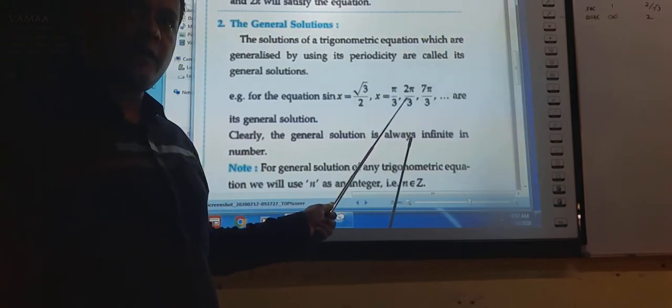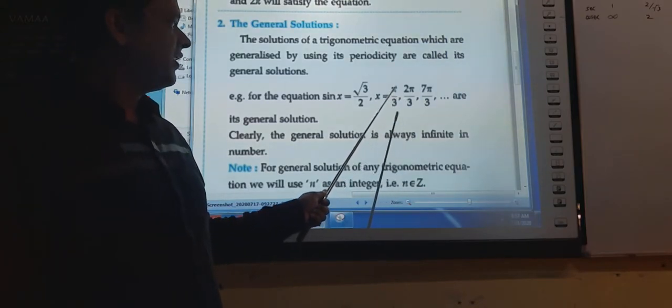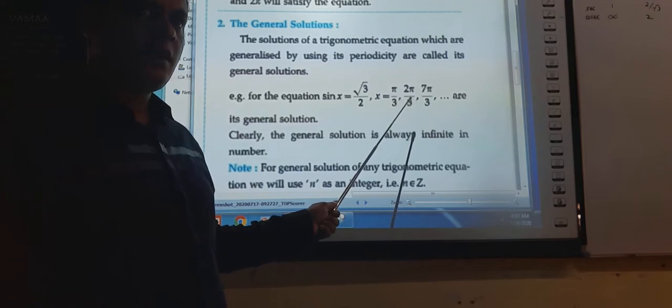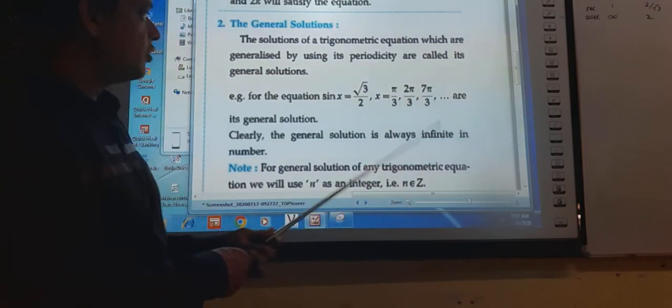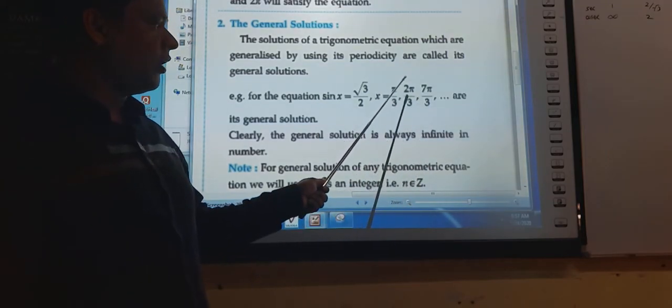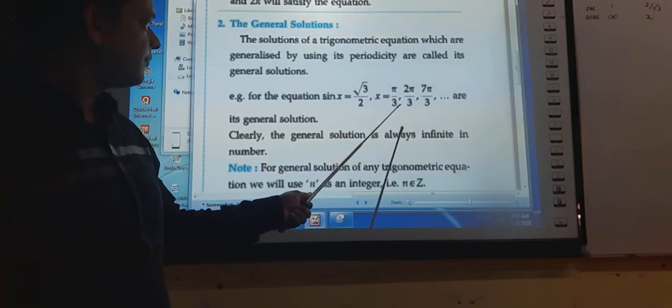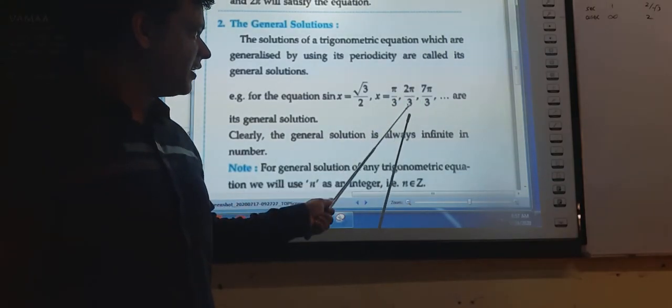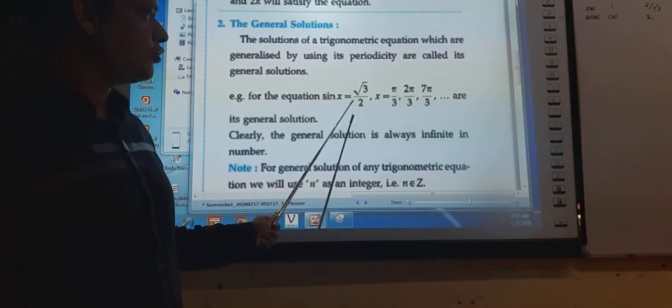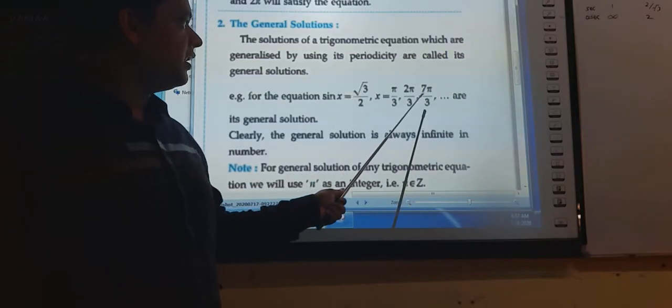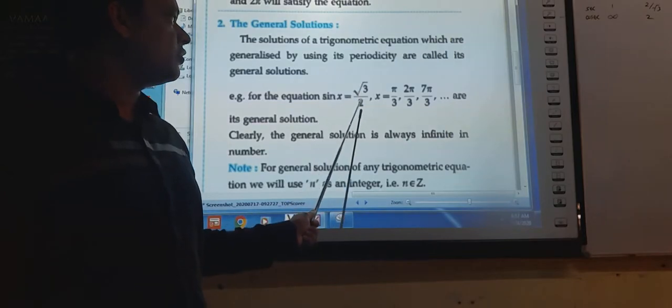Also in part 2 we construct a chart up to 360 degrees, so from that we also check for the angle. Here at 2 pi by 3 we get sin x equals root 3 by 2. Again at 7 pi by 3 we get sin x equals root 3 by 2.